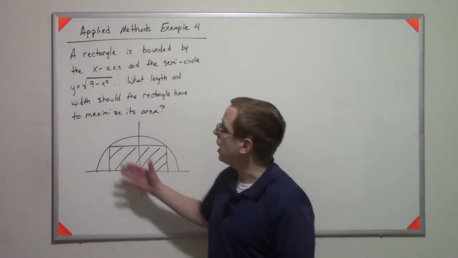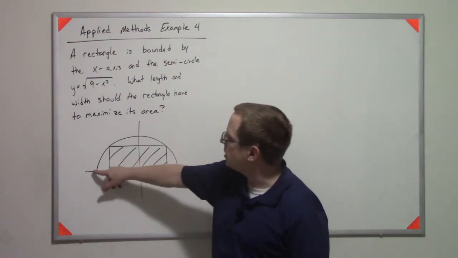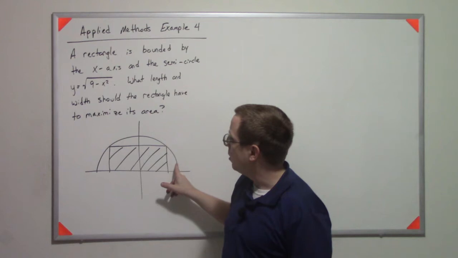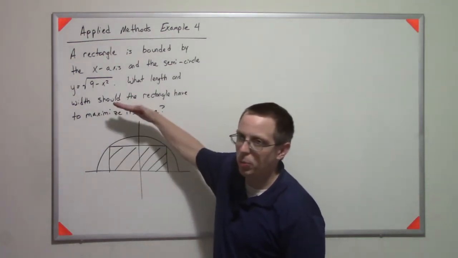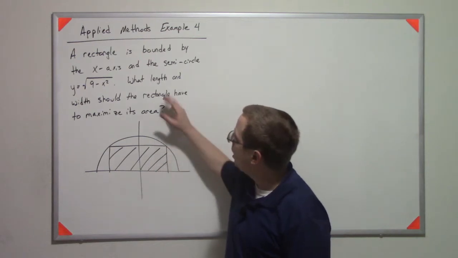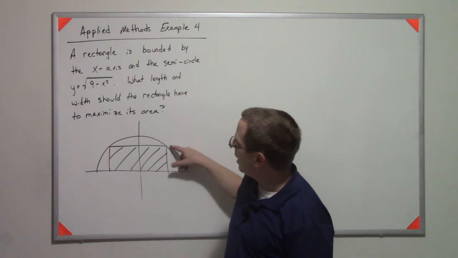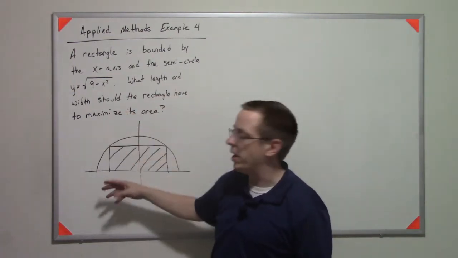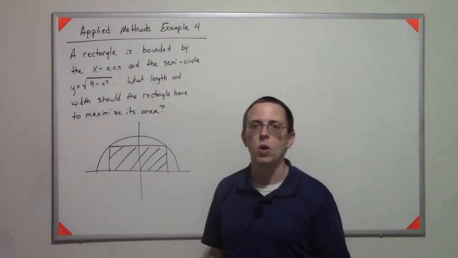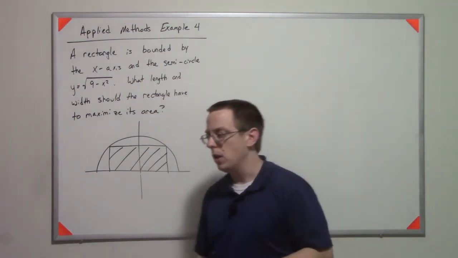And so in this particular case, what we have is some rectangle bounded by the x-axis and this semicircle. So this is the circle of radius 3, but we're only worried about the case where y is positive. So we want to figure out what the length and height, or you could say length and width, but basically the base and the height of the rectangle are to maximize the area, not the volume.